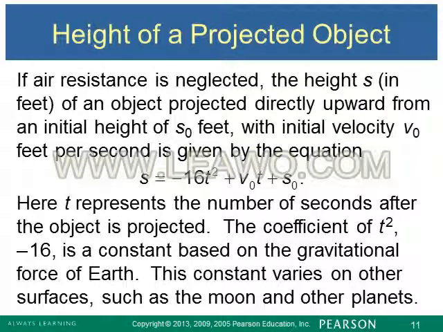Now that subscript of 0 simply indicates this is your starting value. So it would be your starting height or your starting velocity. T is going to represent the number of seconds after the object is projected. So t is time in seconds. The coefficient of t squared, which is negative 16, is a constant based on the gravitational force of Earth. If you're working in feet per second squared, you're going to have that negative 16 in your equation. This constant varies on other surfaces such as the moon and others.